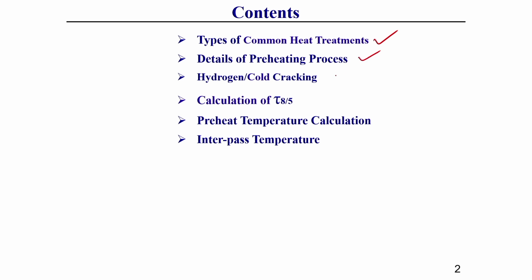Then in the preheating process we will find some important topics related to hydrogen or cold cracking, then the calculation of tau 8 by 5 and also how to calculate the preheat temperature. Apart from these things, if time permits, I will discuss interpass temperature control related things also.